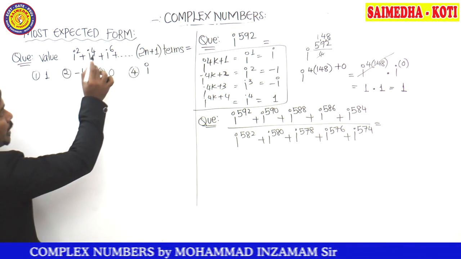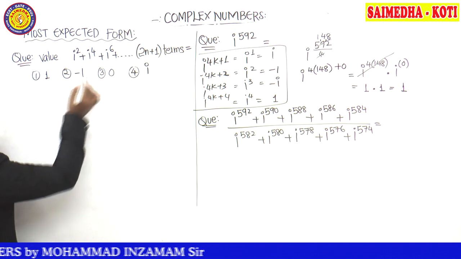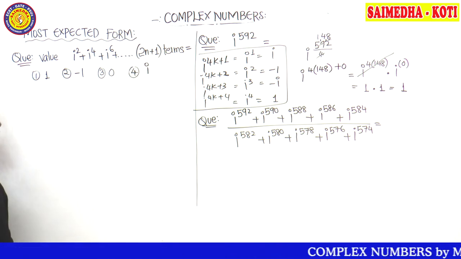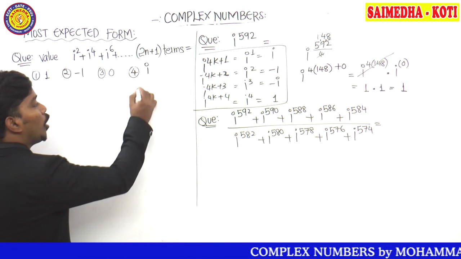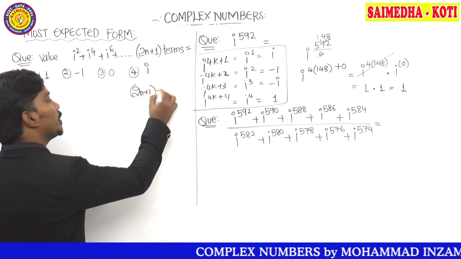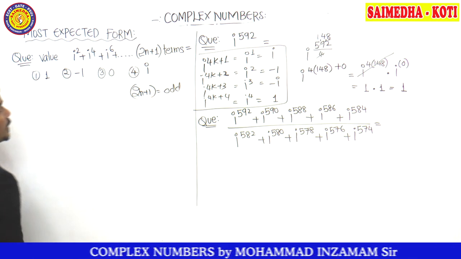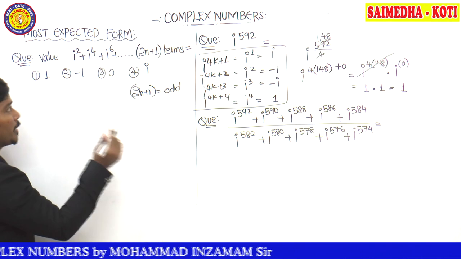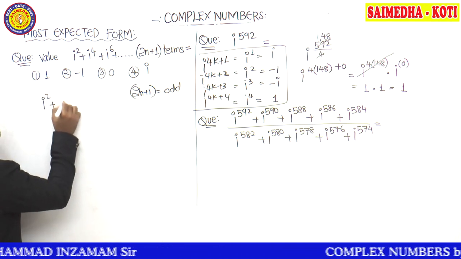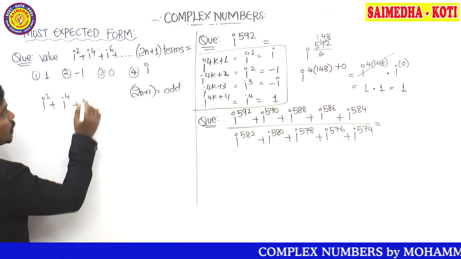Let's try and understand about this question now, guys. Value of i square, i power 4, i power 6, up to 2n plus 1 terms. 2n plus 1 terms means what? Odd terms. 2n plus 1 is none other than odd terms. 1, 2, 3, that's more than enough. So first of all, i square. Second one is i to the power of 4. Next one is i to the power of 6.